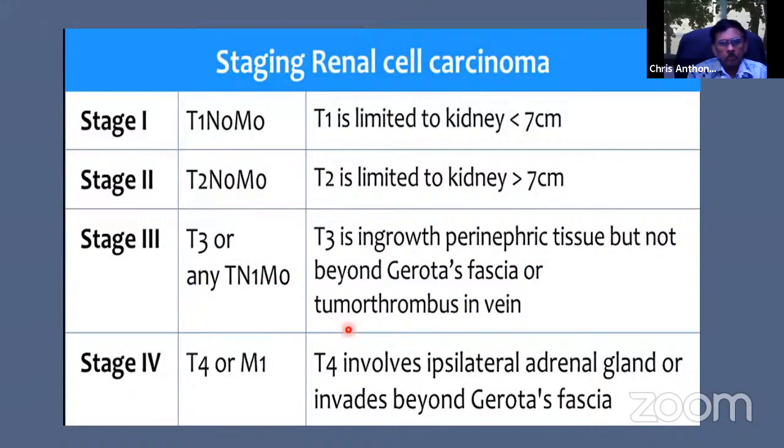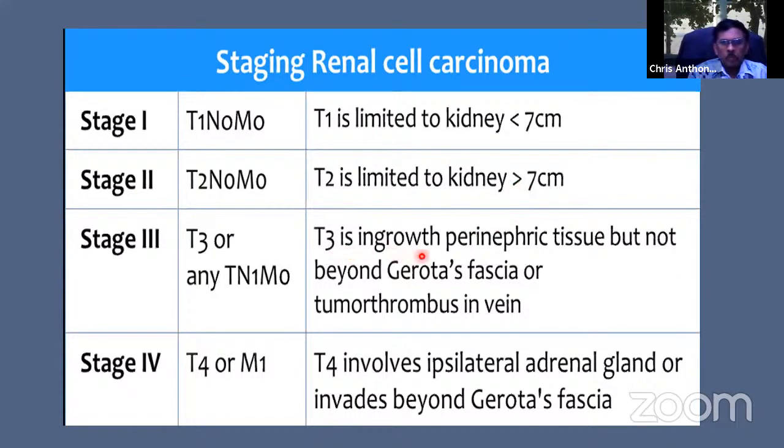This is a simplified staging system for renal cell carcinoma using the TNM classification. T1 is a tumor that is limited to the kidney and its size is less than 7 centimeters. T2, tumor limited to the kidney, but now the size is greater than 7 centimeters.